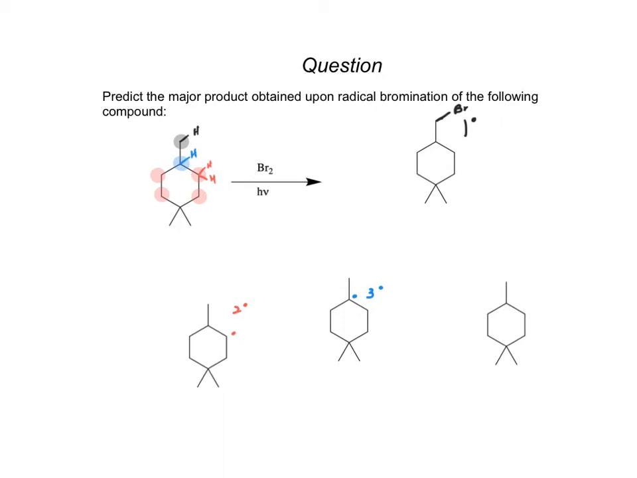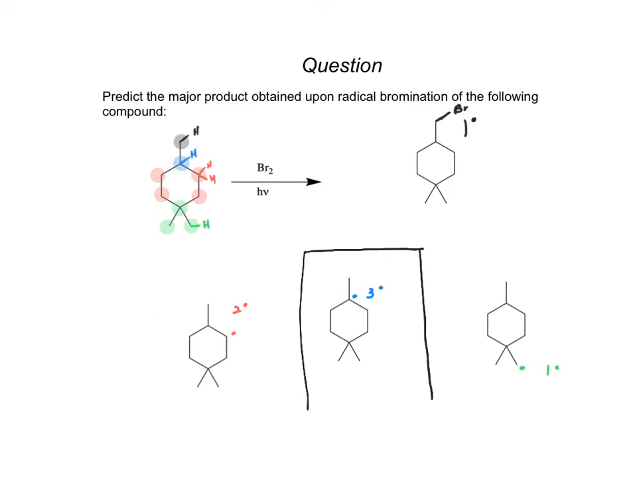If we had moved down here, there's no hydrogen. And if we had taken any of these, so we have a hydrogen here, that would have also given us the formation of a primary radical, right? Because of that, the more stable radical is our tertiary radical.